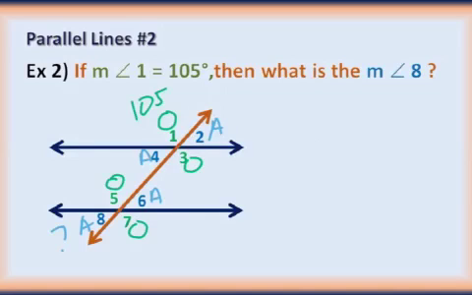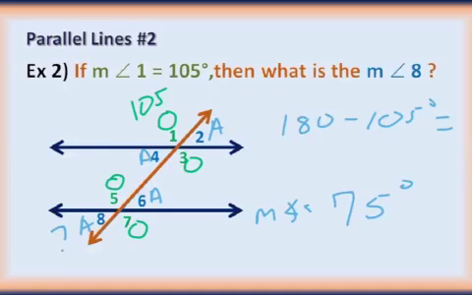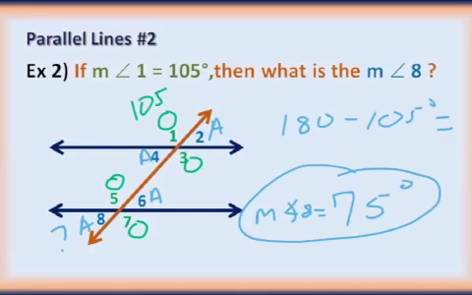They happen to be consecutive exterior and they're supplementary, which means we'll take 180 minus 105. So our answer is 75 degrees. So the measure of angle 8 is equal to 75 degrees. And remember, the acute plus the obtuse add up to 180.